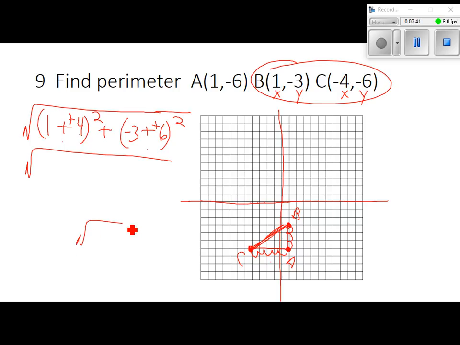Once you get this down here at the bottom, don't forget to take the square root of all of this. When you do all the math, take the square root of that. It's going to give you an answer, just a number, and that number, whatever the square root of that was, that number is going to be the length of that. Then you're going to add that length, this length all together to get the perimeter.